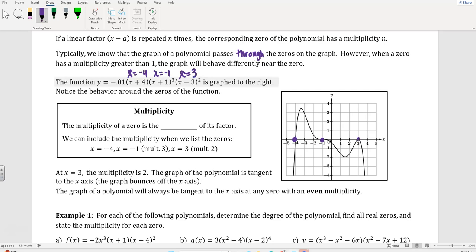At x equals 3, notice x minus 3 is raised to the second power. Do I cross the x-axis here? I do not. I just see the graph sort of bounce off of the x-axis. Now, bounce is not a mathematical term, but it's a really good way to describe it. What we would say there in mathematical terms is that the graph is tangent to the x-axis at x equals 3. So tangent, remember, means just touching at one point. So this is tangent to the x-axis.